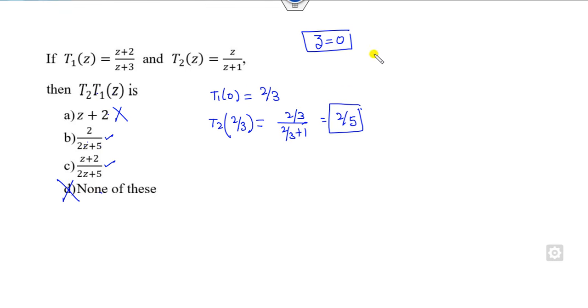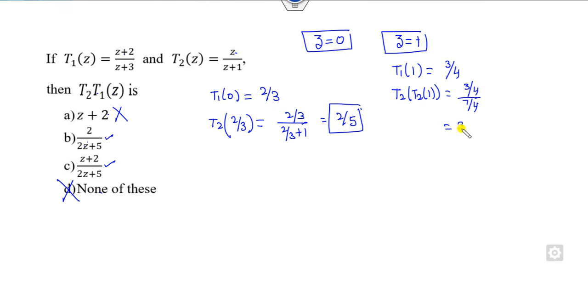Now you can choose any other pair. If I choose z equal to 1, what is that? t1 of 1 will be 3 over 4. t2 of t1 of 1 is 3 over 4 divided by 7 over 4, which is 3 over 7. So when z is equal to 1, it is 3 over 7. C is the right answer.